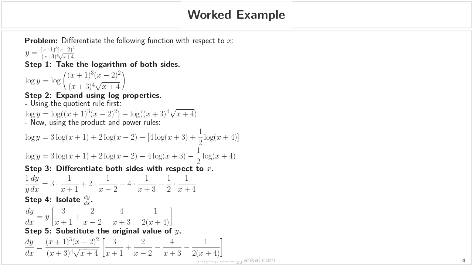The final result is the original function, the quantity x plus 1 cubed times x minus 2 squared, divided by x plus 3 to the power of 4 times the square root of x plus 4, all multiplied by the bracket containing 3 over x plus 1, plus 2 over x minus 2, minus 4 over x plus 3, minus 1 over 2 times the quantity x plus 4. As we move forward, keep this process in mind, as there are a few common pitfalls in these steps that we will discuss in the next section.